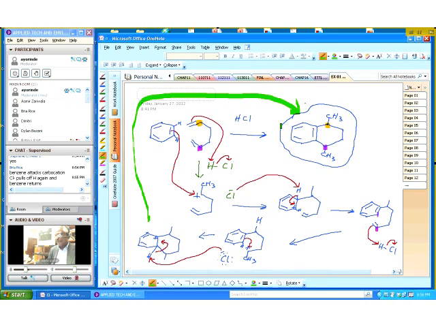Okay, so now what have we done? We have now explained the mechanism for how this benzene here reacts with this molecule here, in the presence of some kind of acid, to form this molecule here. Okay, so you see that.